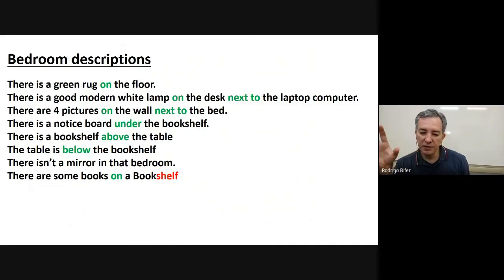I think most of the prepositions are here, okay? We may have others, but above, below, under, on, or on top of. Sometimes we use on top of, okay? It's okay to use on top of. It's the same. In the last sentence, I just put there are some books on top of a bookshelf, okay? So that's okay too, all right?